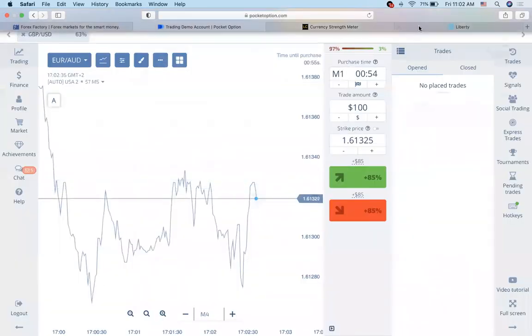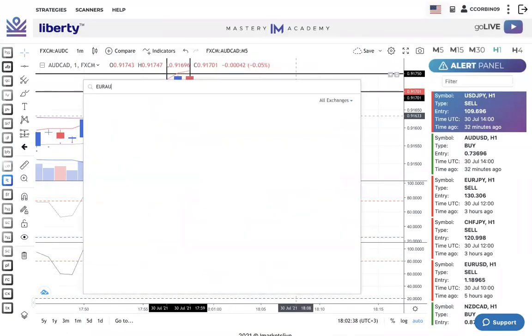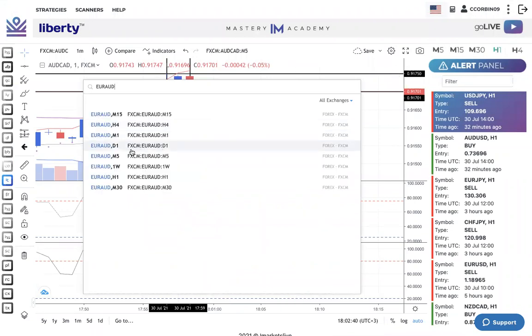So we got Euro AUD. We're going to start on a 5-minute analysis. We're going to check the time. It's 11:02. Okay, we have 3 minutes before we can enter a trade, or we just have to find a really good setup and we can find our entry point. So we're going to go to M5.